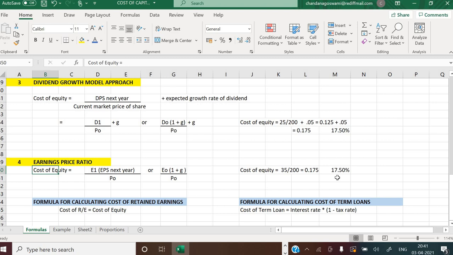As you can see that there are 4 formulas. Depending on the kind of data that you have, you can use any one of these to calculate your cost of equity.